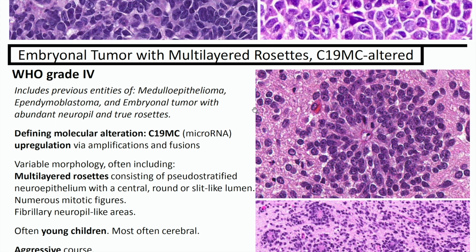This has variable morphology, often including multi-layered rosettes, consisting of pseudostratified neuroepithelium with a central round or slit-like lumen, numerous mitotic figures, and fibrillary neuropil-like areas, often occurring in young children, most often cerebral, with an aggressive course. And you can see where these are rosettes, and you can see where they could be called multi-layered, right? It looks like we have a rosette here, and then you think of it as other layers of rosette around it. At least in my mind, that's something that helps it make sense.